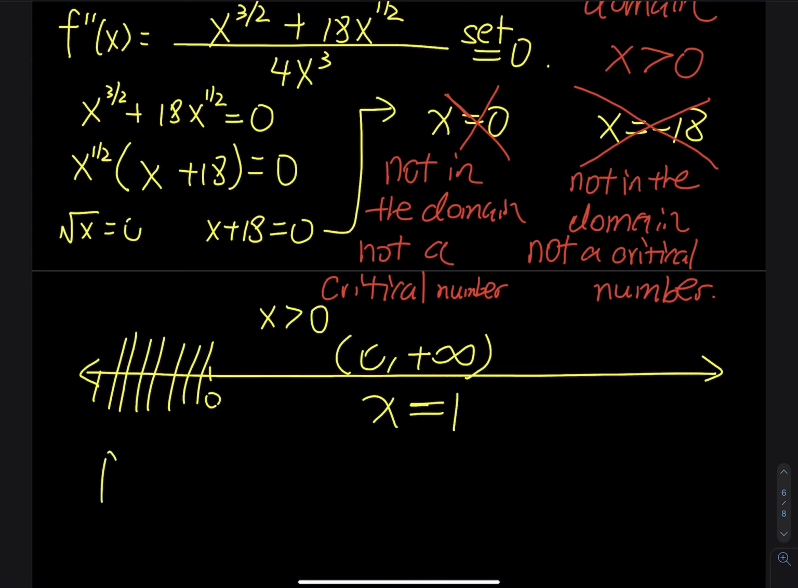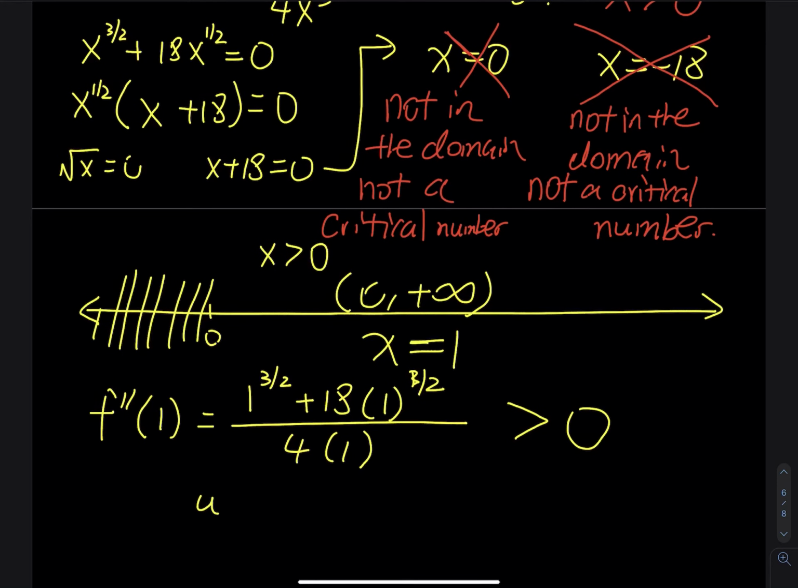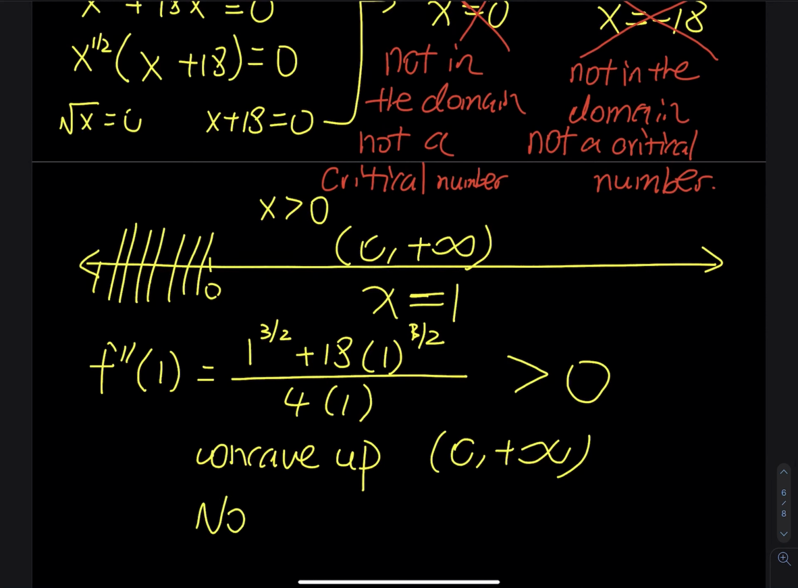So f double prime when x equals 1, you have 1 to the 3/2 plus 18 times 1 to the 1/2, and then divided by 4 times 1. So overall, that is a positive 18 plus 1 divided by 4. I don't care what that equals. So that is positive. So that means the function is concave up in this interval. And then there is no inflection point. So overall, the function is always concave up in its domain.